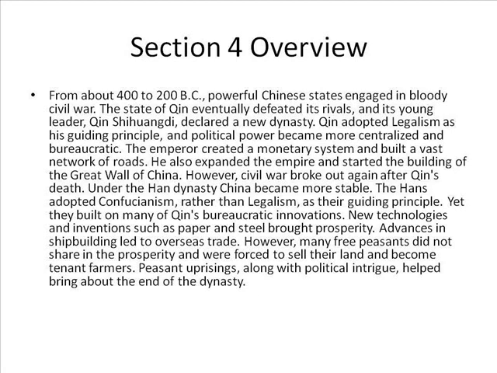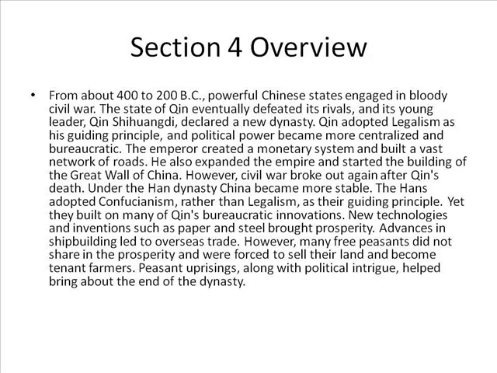New technologies and innovations such as paper and steel brought prosperity. Advances in shipbuilding, the rudder, led to overseas trade. However, many free peasants did not share in the prosperity and were forced to sell their land and become tenant farmers. Peasant uprisings, along with political intrigue, helped bring about the end of the dynasty.